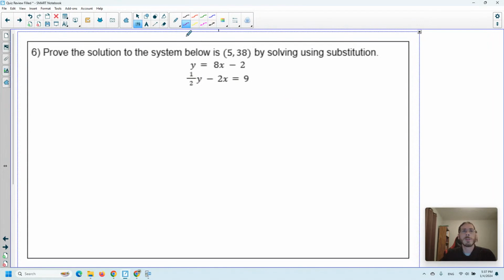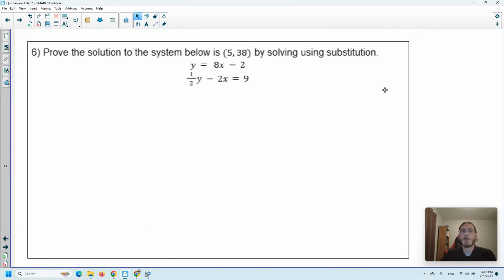All right, for number 6, it says prove the solution to the system below is 5, 38 by solving using substitution. So it tells us we have to do substitution. And doing it with a graph really wouldn't help us since we already have the answer. So the graph isn't going to do anything for us. Elimination might be something else to try, but this looks like it's well set up for substitution because the y is already by itself. So we would actually be doing more work if we try to do elimination. This is actually a useful little hint.